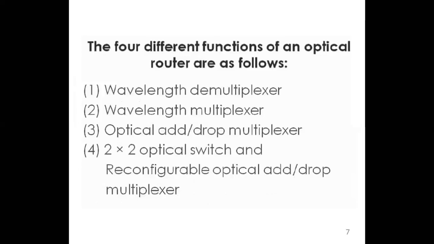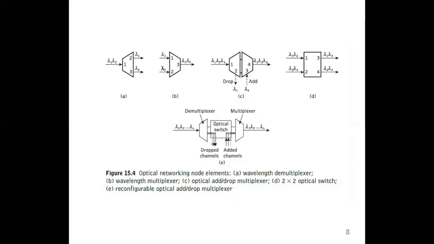So the four functions of an optical router: you can use it as a wavelength demultiplexer and a wavelength multiplexer. The third one is very important, the optical add drop multiplexer. And the fourth one is a 2x2 optical switch, or, very important, a reconfigurable optical add drop multiplexer. Reconfigurable means that you can always change this kind of device. We'll look at 3 and 4 a little later. These are the diagrams and devices which we are going to discuss today.